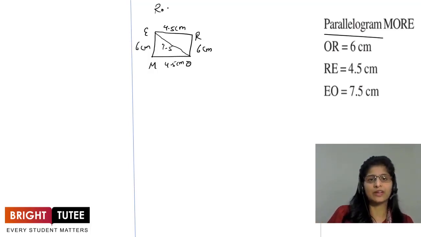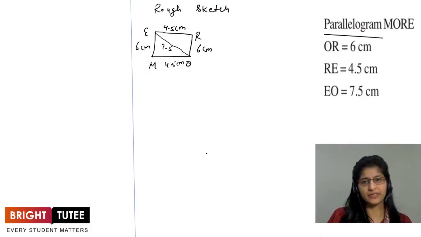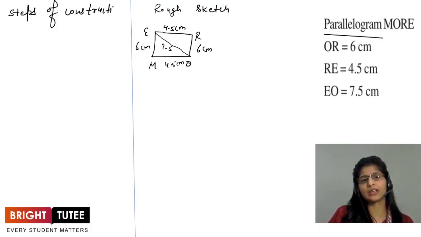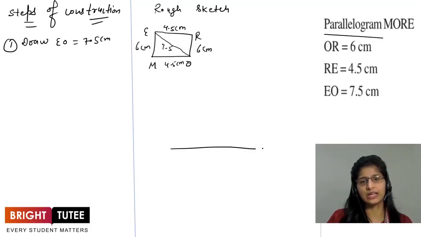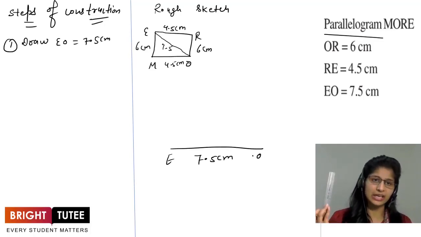So here we have drawn the rough sketch, and we will draw the complete figure here, and we will write here the steps of construction. Now I think you can form your own steps of construction, right? So the first step is that we are going to draw the diagonal, that is 7.5 centimeter. So you will write: draw EO equal to 7.5 centimeter. So you'll take your scale and draw EO of 7.5 centimeter. You are going to draw this line segment using your scale.